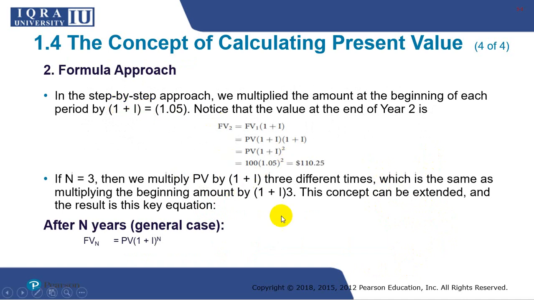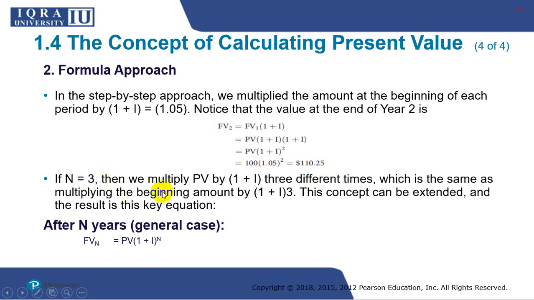The formula approach is the same as the interest factor. In the step-by-step approach, we multiply the amount at the beginning of each period by 1 plus I. Notice the value at the end of year 2. The future value at the end of year 2 is the future value at the end of year 1 times 1 plus I, that means the interest factor. The future value at the end of the first year is the present value times the interest factor, so FV1 will be replaced by this, and then multiplied by this, and you will get the same value at the end of the second year.